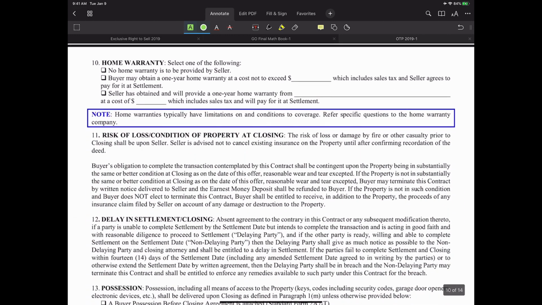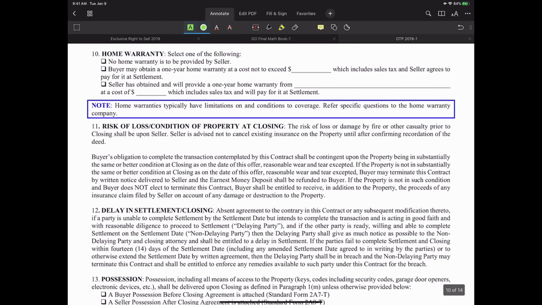Yeah. All right. On our next page, we've got questions about whether or not the seller is going to give a home warranty or is not going to give a home warranty. Either way, just fill in the information as needed. And then a big section is this risk of loss and condition of property at closing.